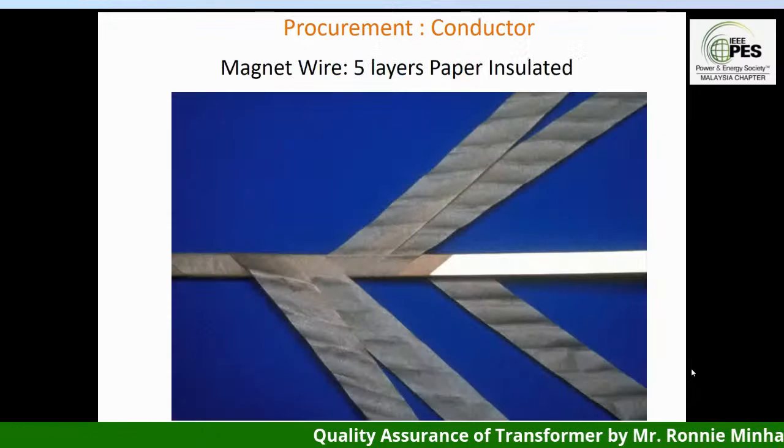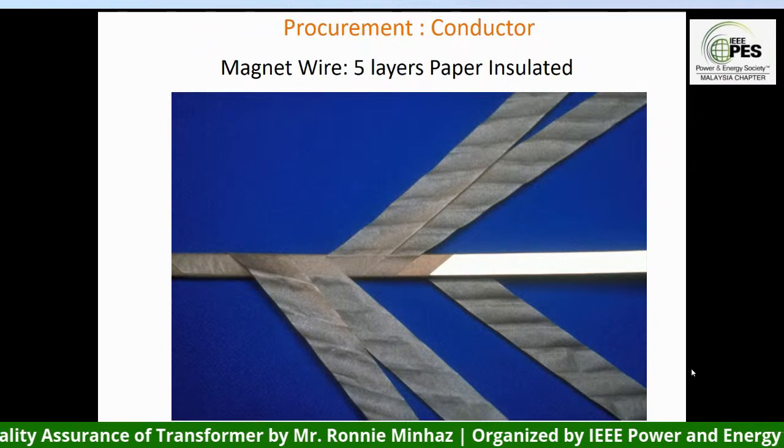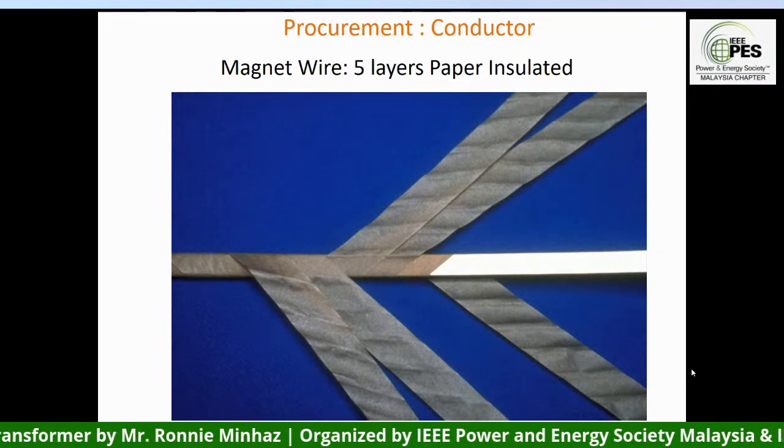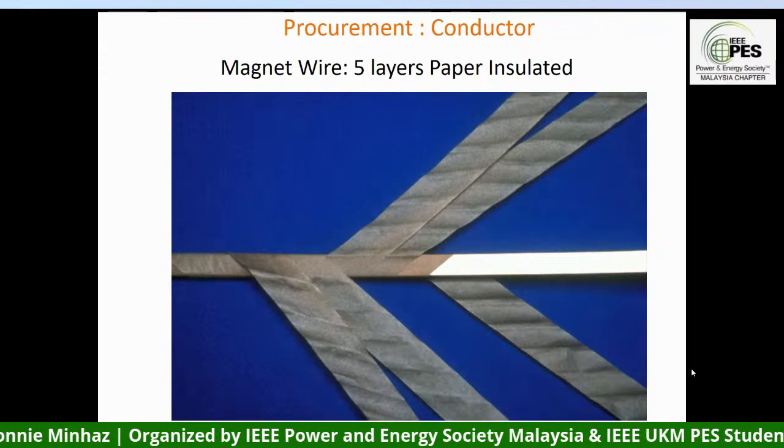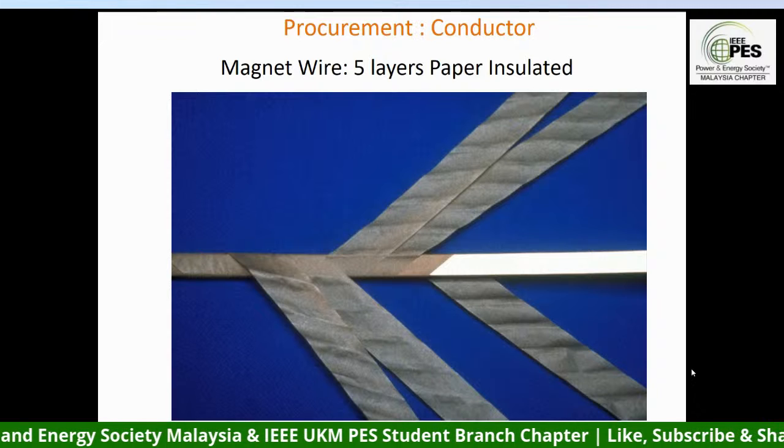Now here is an example of a conductor with the insulation. The insulation can come in layers. Here you can see 1, 2, 3, 4, 5. This conductor has 5 layers of insulation. I'll give you one example over here.